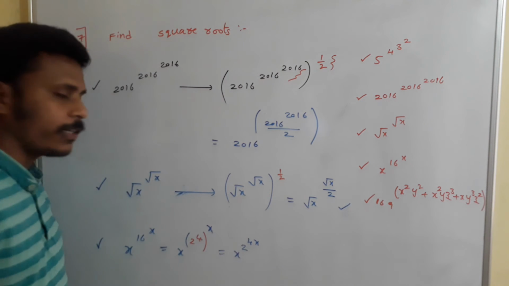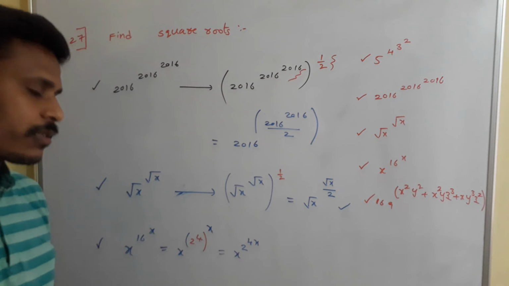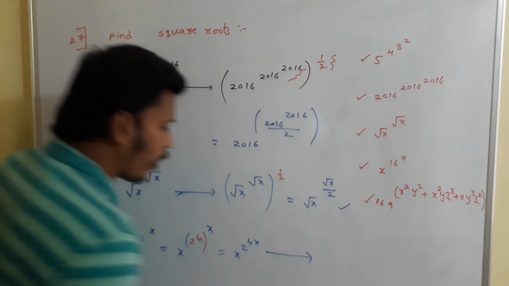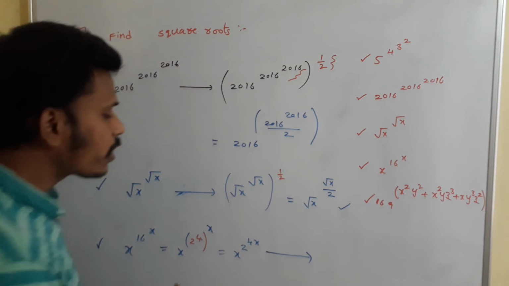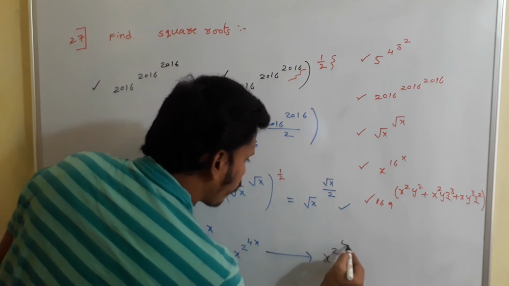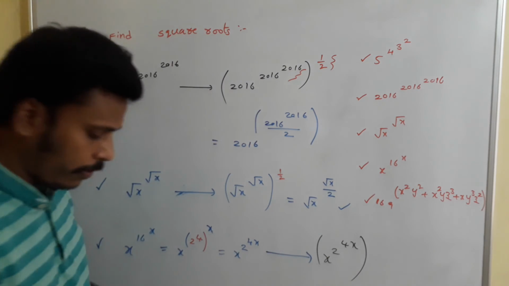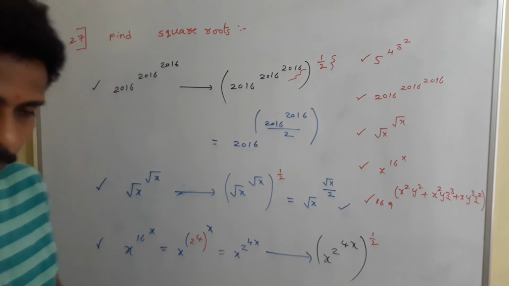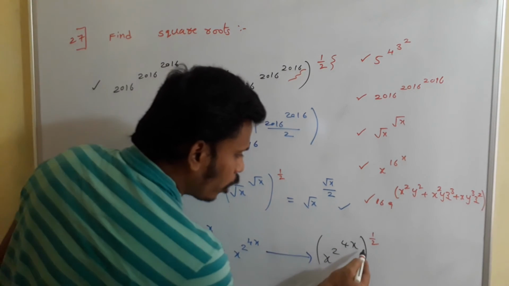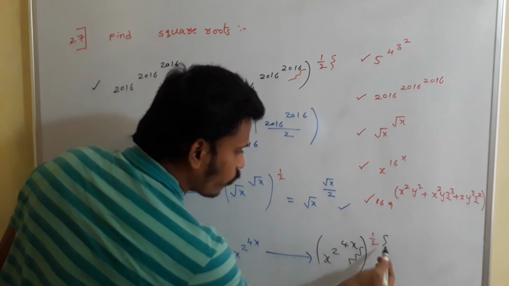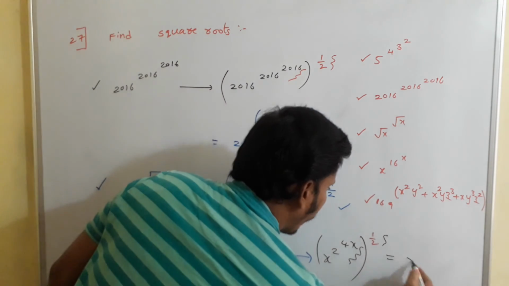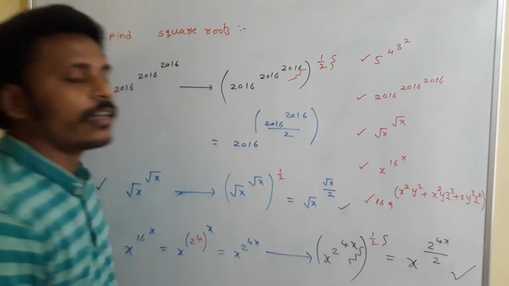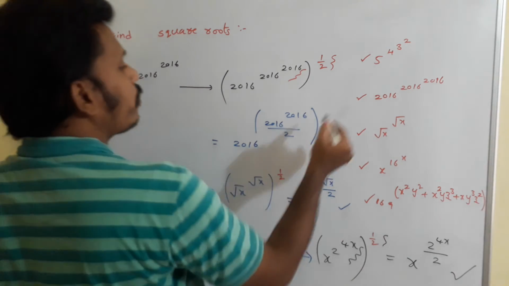This is equal to x power 2 power 4x. We need to multiply these two here: 2 power 4 power x, so 4 into x. X power 2 power 4x. Now for its square root, x power 2 power 4x and whole to the power 1 by 2, we need to write. Further, we need to multiply this 2 power 4x and this 1 by 2. That is equal to x power 2 power 4x divided by 2. That's your answer at the end.